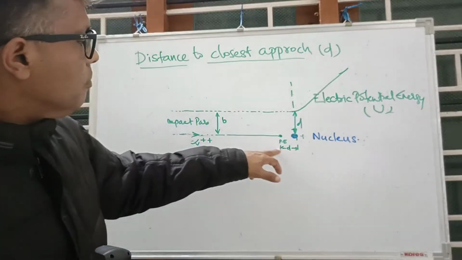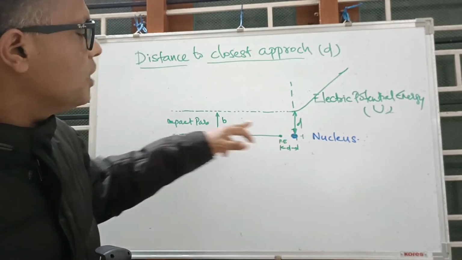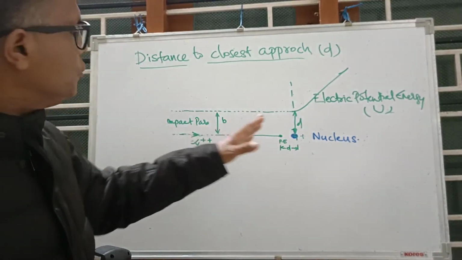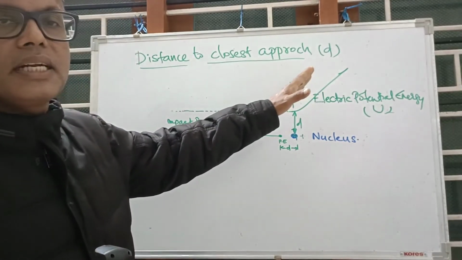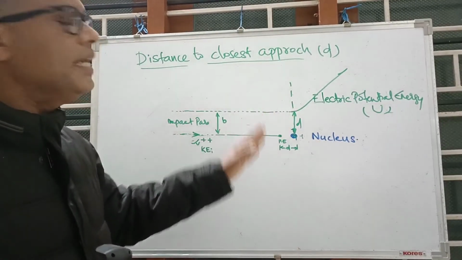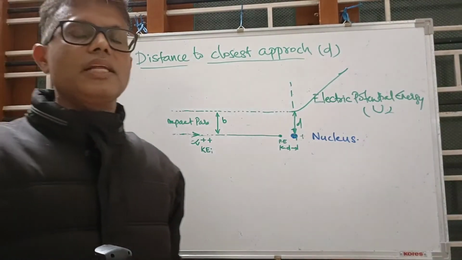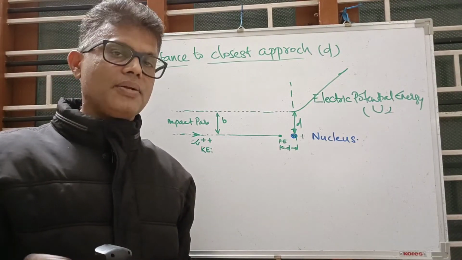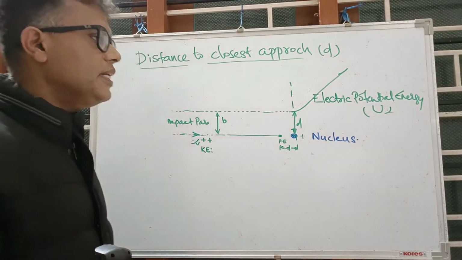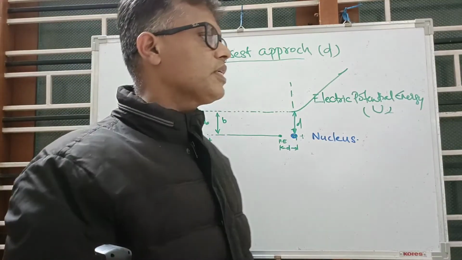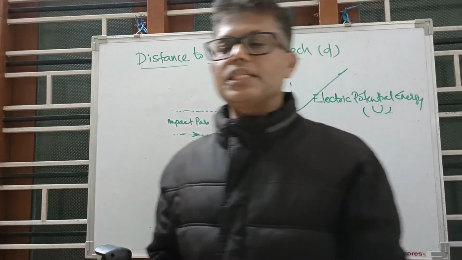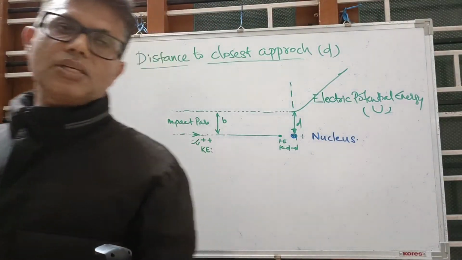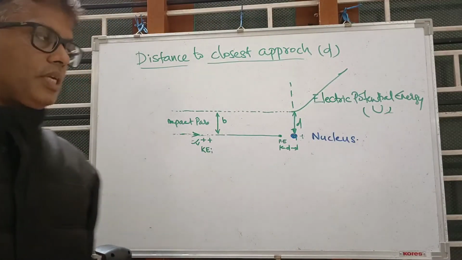It is the minimum distance from the center of the nucleus to the point of deviation. There, the kinetic energy is equal to potential energy. Clear, no? So what is that one? It is the minimum distance from the center of the nucleus to the alpha particle, where the kinetic energy is converted to potential energy, or kinetic energy is equal to potential energy.